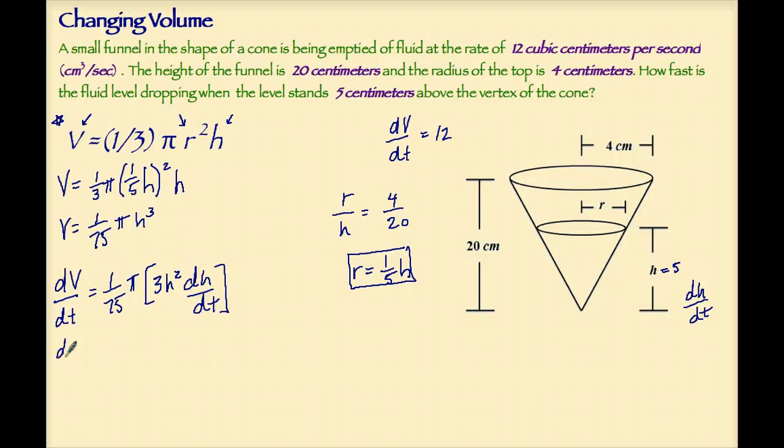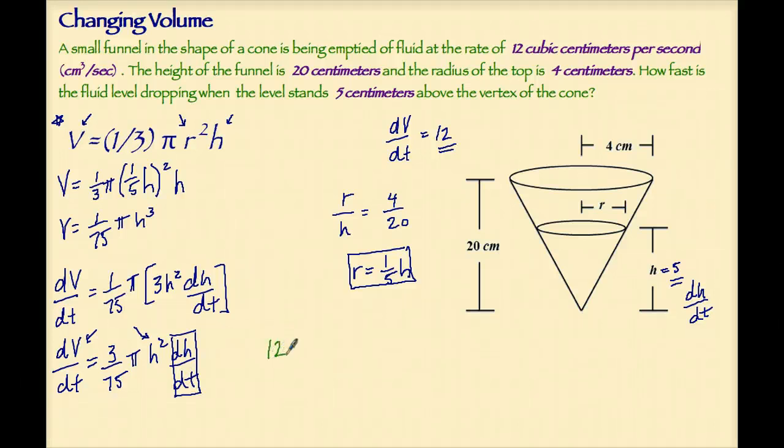Let's simplify this as well. dv dt then will equal 3 times 1 over 75 is 3 over 75 pi h squared dh dt. Remember, we're solving for dh dt. All we need then is the height at this moment in time and the rate at which the volume is changing at this moment in time. Fortuitously, that is exactly the information we were given. So let's plug those values into our formula and solve for dH/dt.